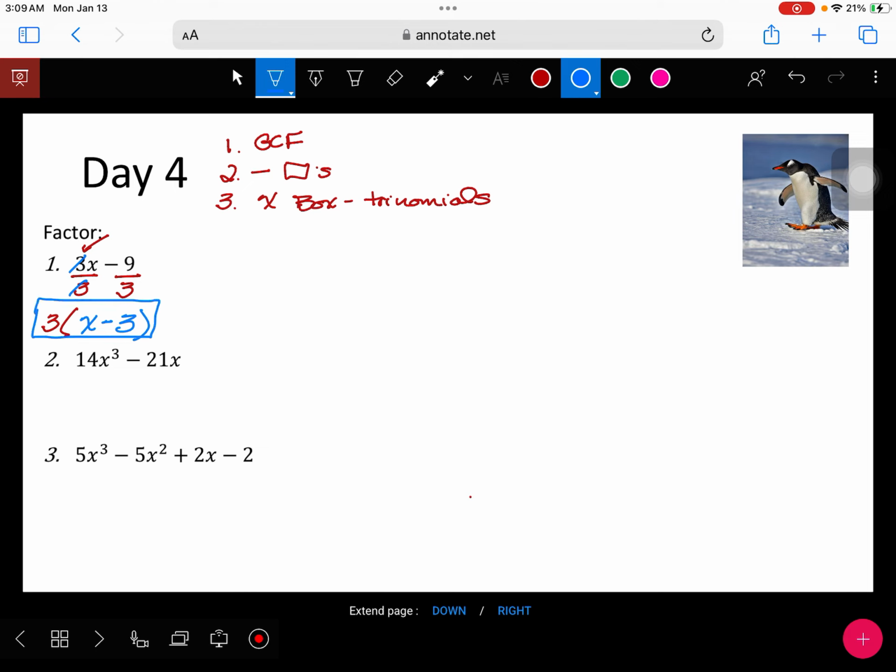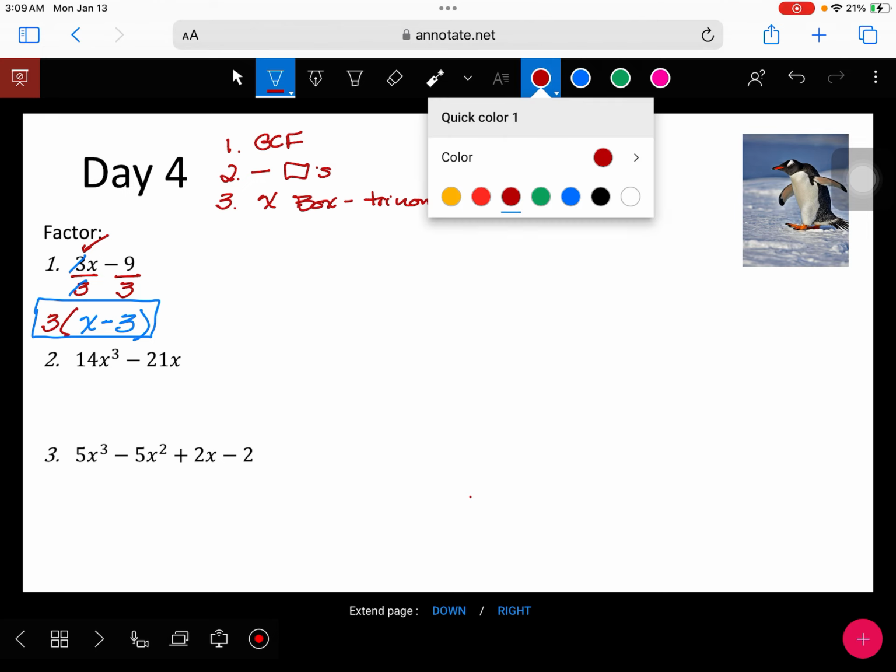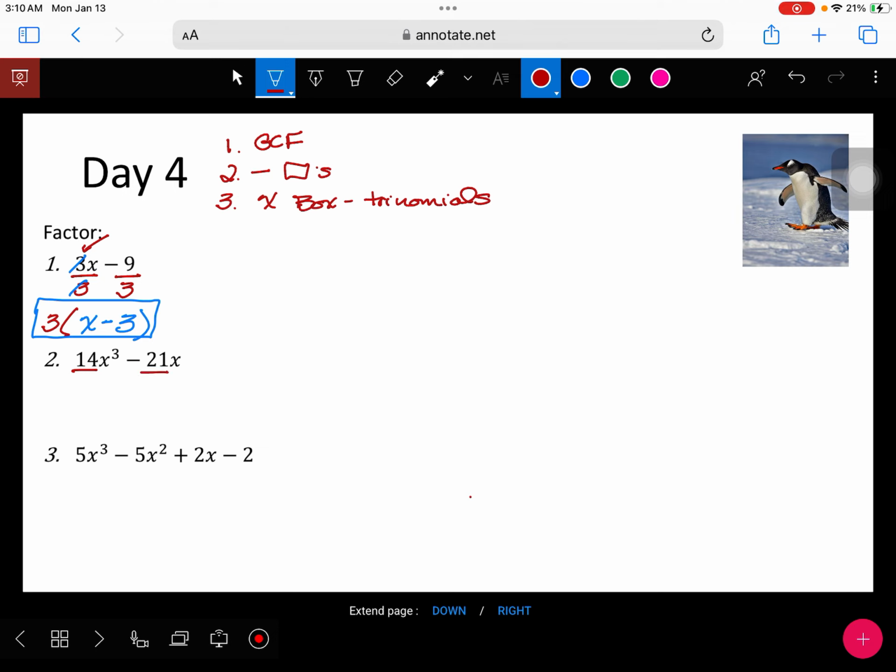For number 2, again, always start with step 1, looking for the greatest common factor. And I have 14 and 21. Looking at the smallest coefficient, 14 is not a factor of 21. So I go to the next highest factor of 14, which is 7. And 7 is a factor for both of these. So I am going to factor out a 7. And then I see I have an x to the third and an x. So the most I can factor out from both is x to the first. So my greatest common factor is 7x.